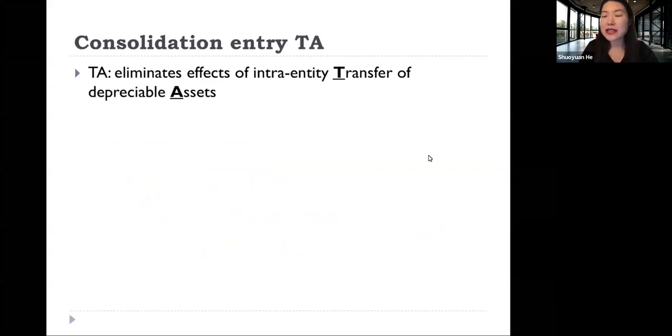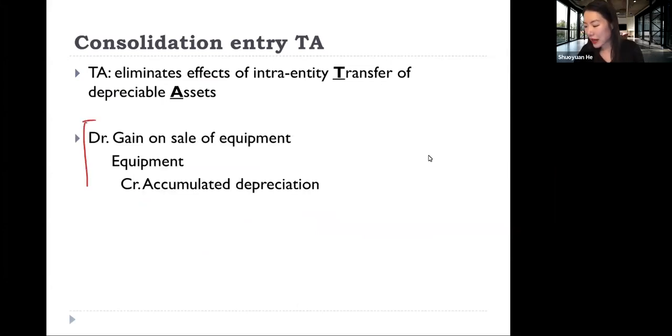So first, let's look at the TA entry. The purpose of the TA entry is to eliminate the effect of intra-entity transfer of depreciable asset. Specifically, the entry looks like this. We debit gain on sale of equipment, debit equipment, credit accumulated depreciation. In other words, this entry is just to defer the gain from the transfer of the intra-entity depreciable asset, because it's not a transfer with any outside party.